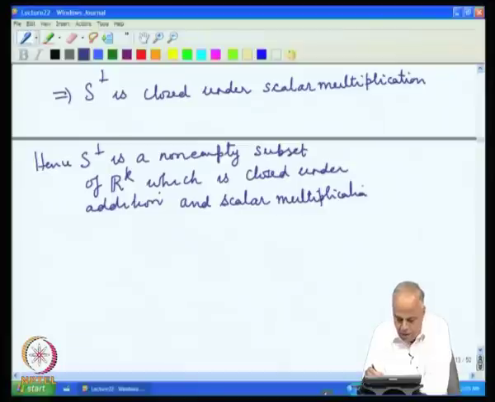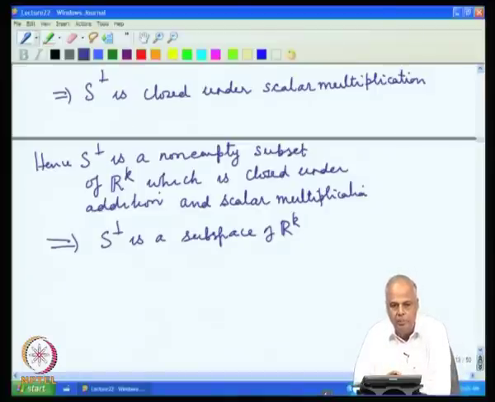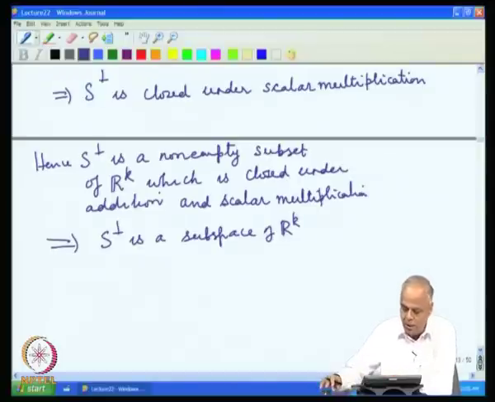This means that S perp is a subspace of R k. So, what we have done is we have started with an arbitrary non-empty subset S, and we have concluded S perp, the collection of all vectors which are perpendicular to all the vectors in S, must be a subspace. Note that we have not assumed that the original set S was a subspace. Irrespective of whether the original set is a subspace or not, S perp will always be a subspace.